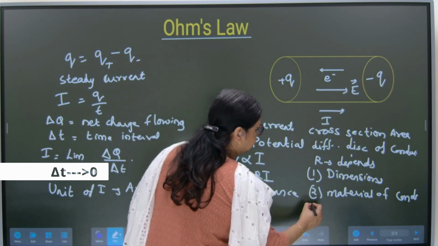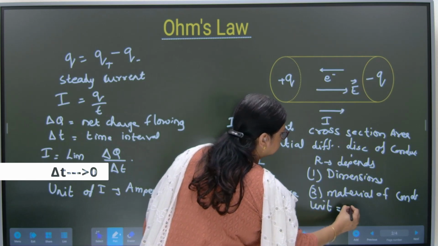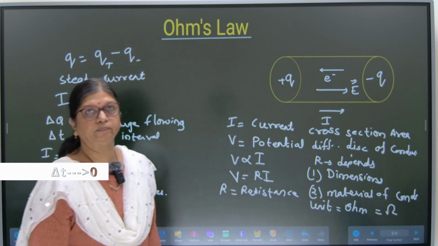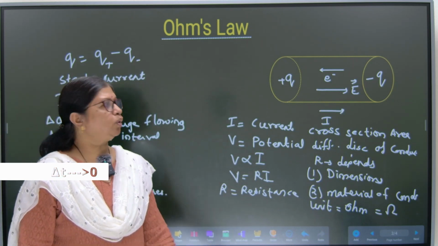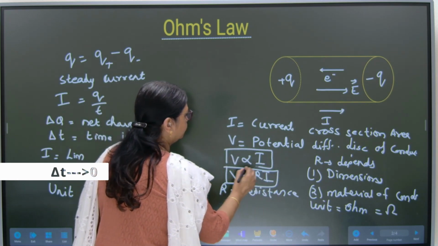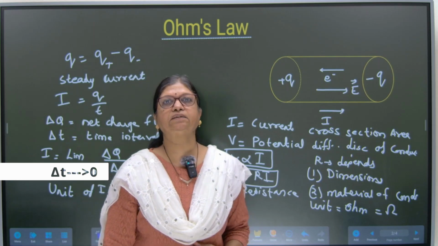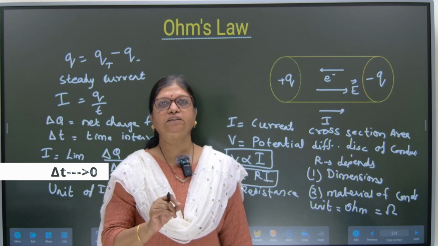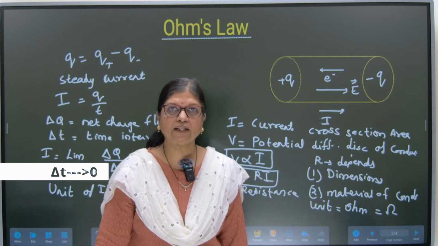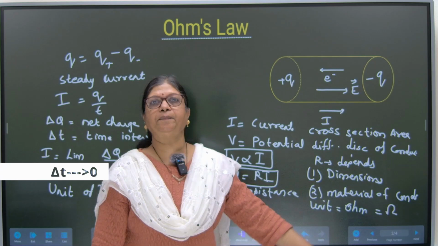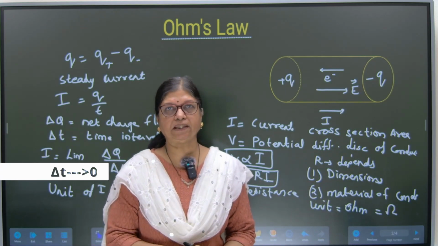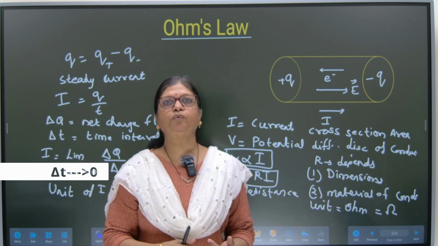Okay, and its unit is ohm, denoted by the symbol ohm. So here we have stated Ohm's law, which states that the current is directly proportional to the potential difference, and hence V is equal to IR, where R is a constant of proportionality depending upon the dimension and the material of the conductor. I hope you have understood this concept, and in the same video we shall move to the next page.